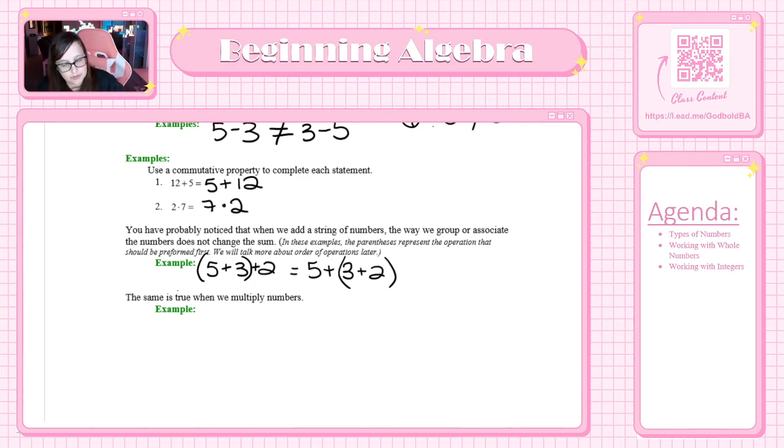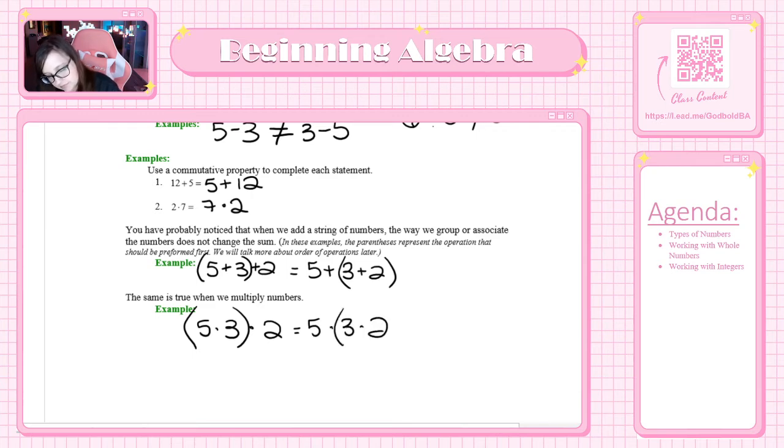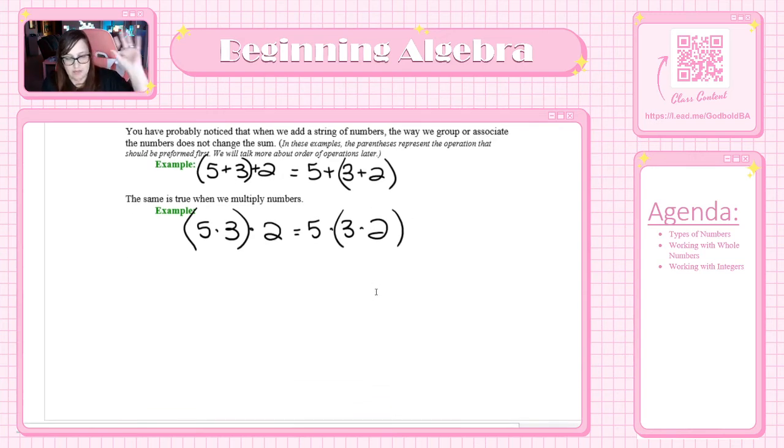So you can do it with multiplication too. So 5 times 3 times 2. If I wanted to say 5 times 3 is 15, times 2 is 30. Or I could say 3 times 2 is 6, times 5, 30. It doesn't matter, whichever way gets you to the answer more easily. So you can do it with multiplication and addition.